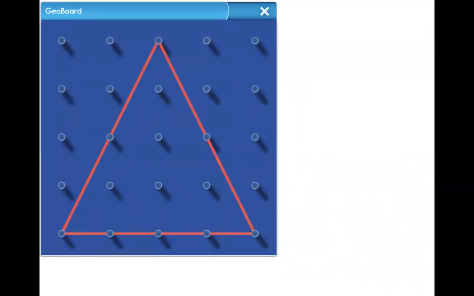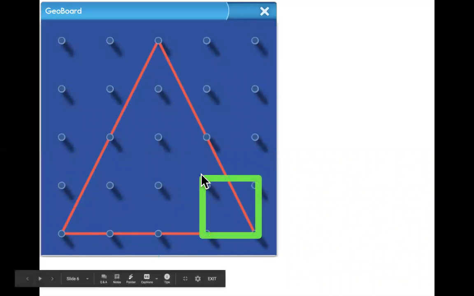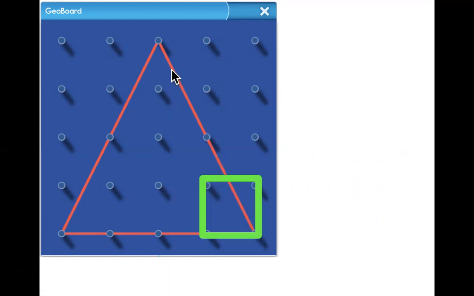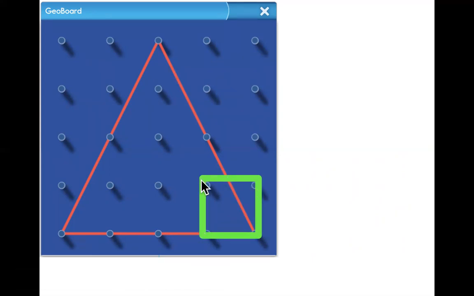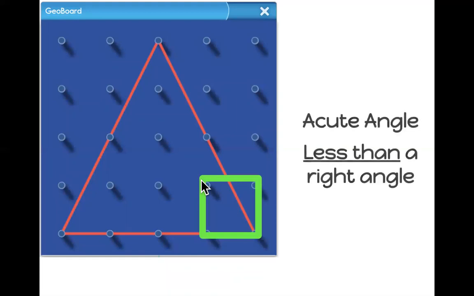This next shape is a triangle. I don't see any right angles, but I'm wondering if we have an obtuse or an acute angle here. Let's see. Here again, I put a square for that right angle, and I see that red rubber band that was on the geoboard. It is a little bit less than the right angle, which is this green square. So I'm thinking that this is an acute angle, or another way to say that is a less than right angle.